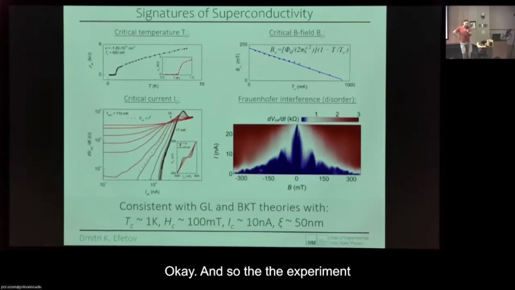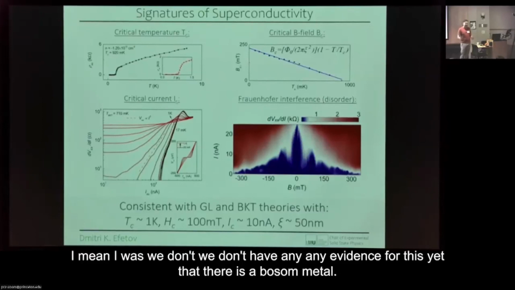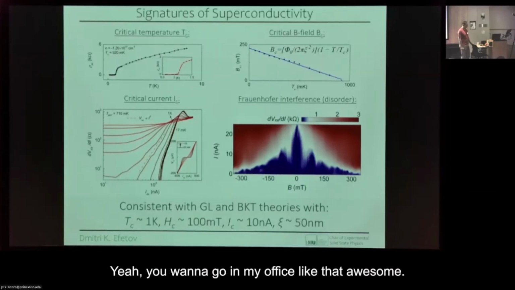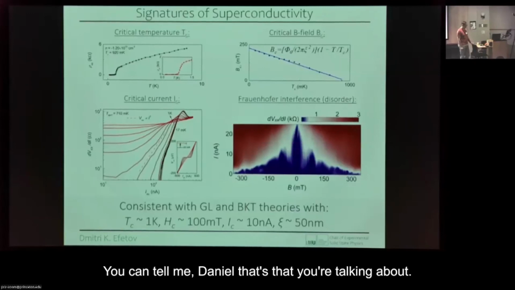I've heard a lot of talk in this context, but we don't have any evidence yet that there is a boson metal. On the theoretical end, we might call this the BCS versus BEC kind of crossover. You can tell me, Daniel, if that's what you're talking about. There are more questions from Daniel, asking lots of questions about strange metals. Doing great, Daniel.